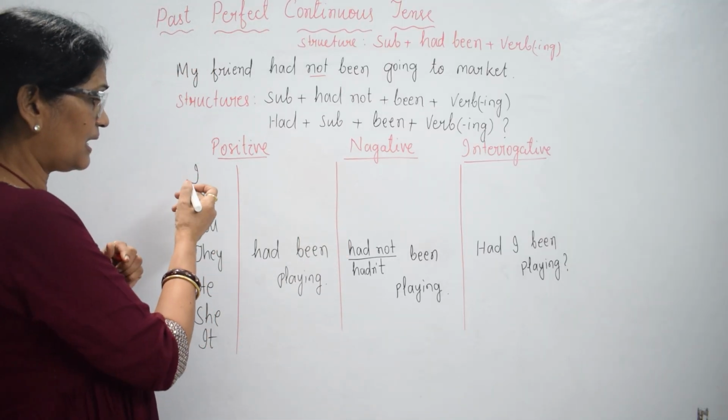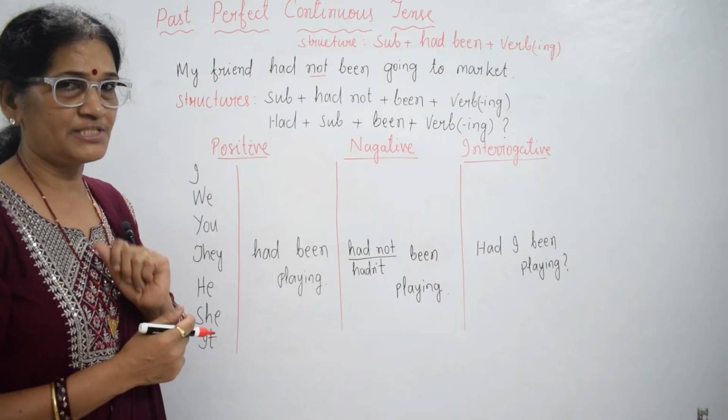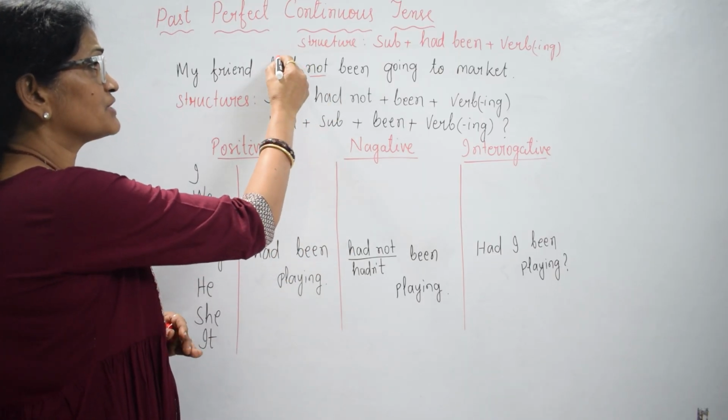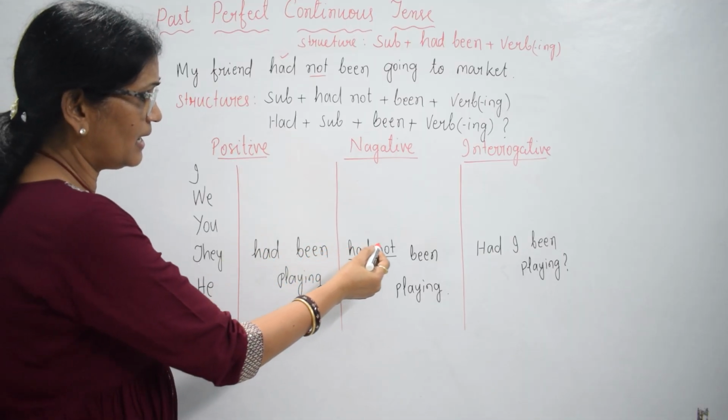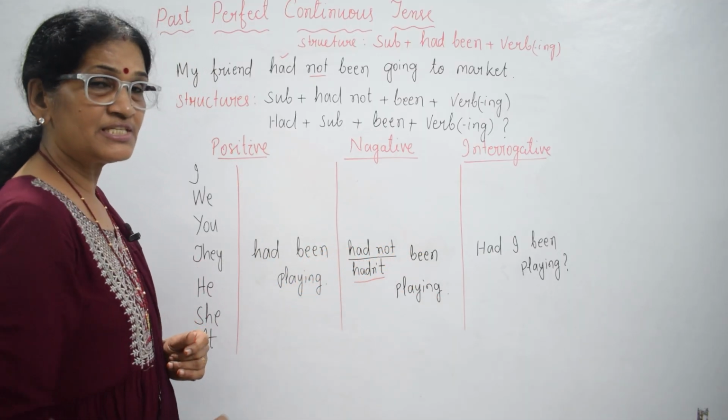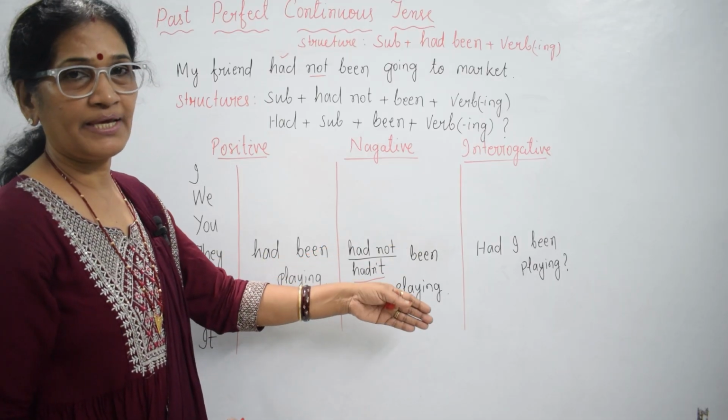How to change? Here, I had been playing. This is one positive sentence. For negative, use not just after the first auxiliary. I had not been playing. Or in contracted form you can say I hadn't been playing.